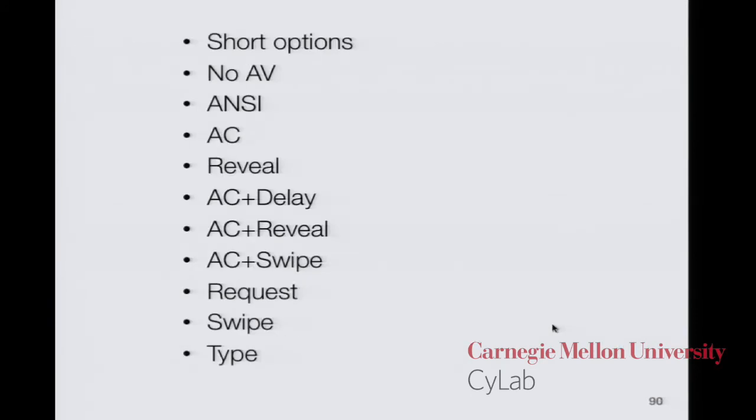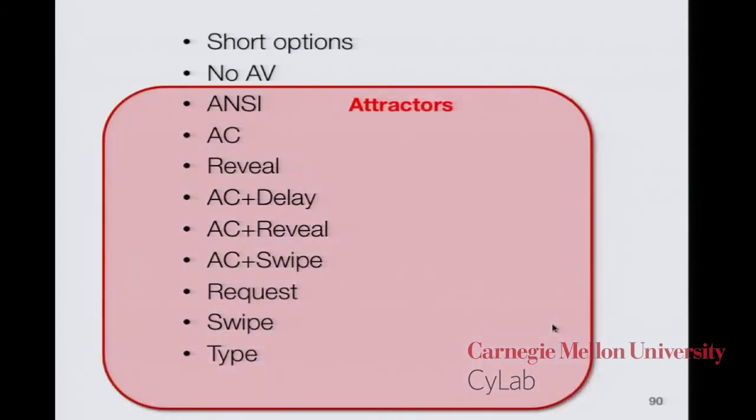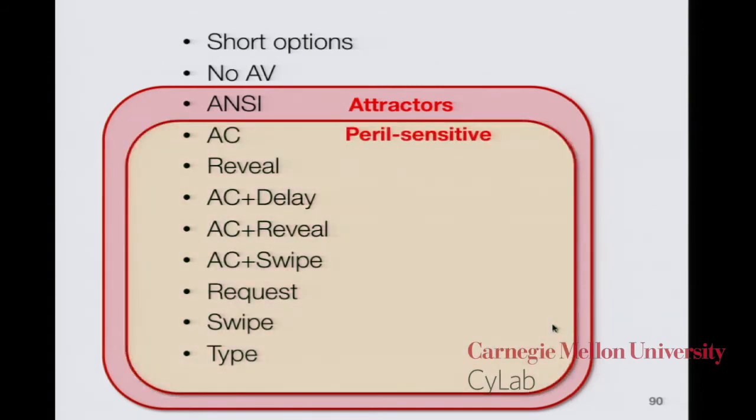All right, so this was our whole list of different conditions that we ran, and to help you keep track of them all, the two on the top do not have anything to attract your attention to the publisher. So the short options and no AV. The rest of them are all what we call attractors. They all attract your attention to the publisher. Now of those, all except the ANSI one are what we call peril sensitive, in that they attract your attention after you've tried to click the install button. If you just go ahead and click the don't install button, then it doesn't do any of that animation. It just lets you through. But if you try to click install, then they do something different.